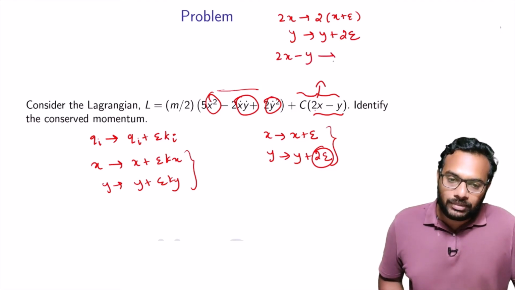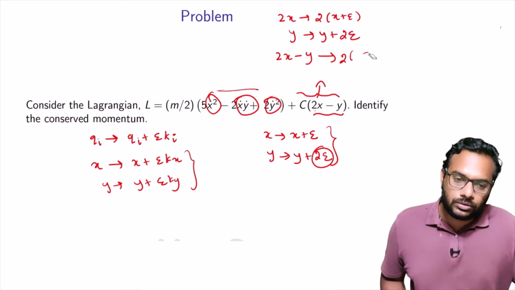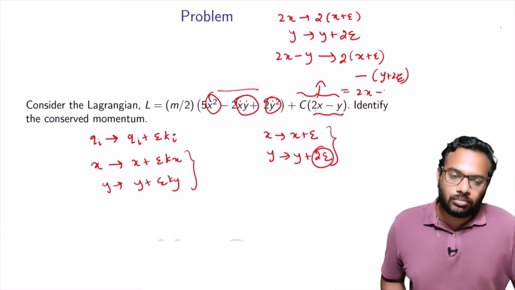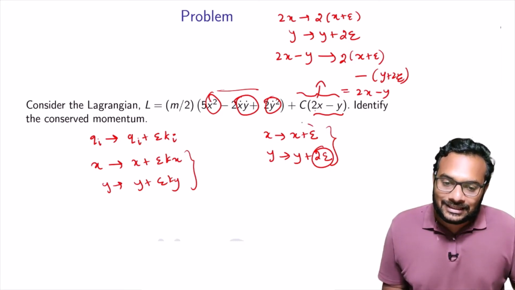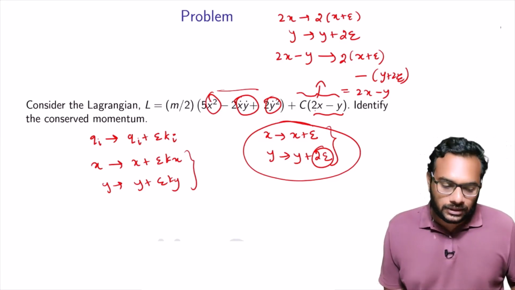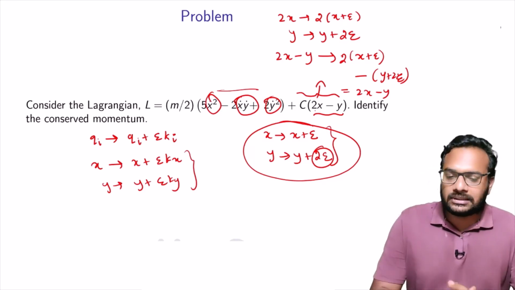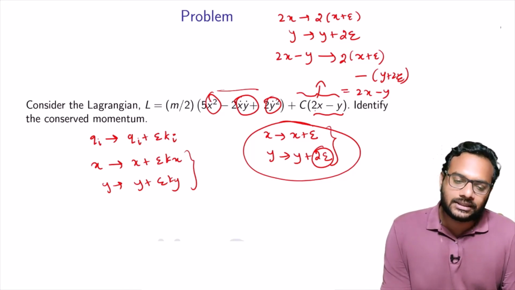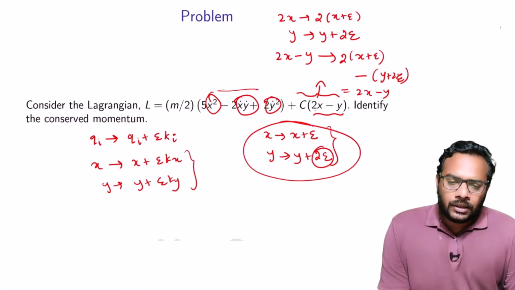And what happens to this combined term? 2x minus y becomes 2x plus epsilon minus y plus 2 epsilon. So we see that these terms get cancelled, so this is equal to 2x minus y. We have seen that this transformation is actually a symmetry transformation of the Lagrangian. So this is again a full symmetry. As I said before, we don't need a full symmetry for Noether's theorem to work, but if there is a full symmetry, then Noether's theorem works. So this is a symmetry.